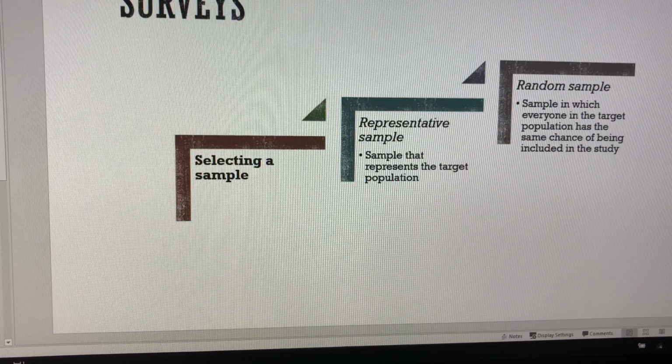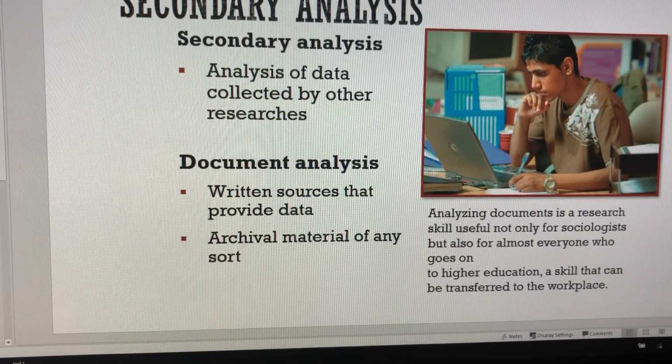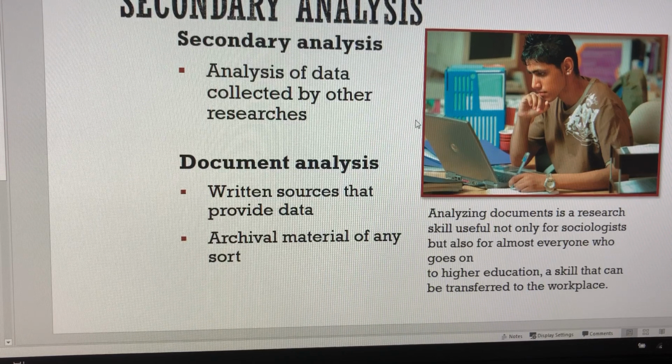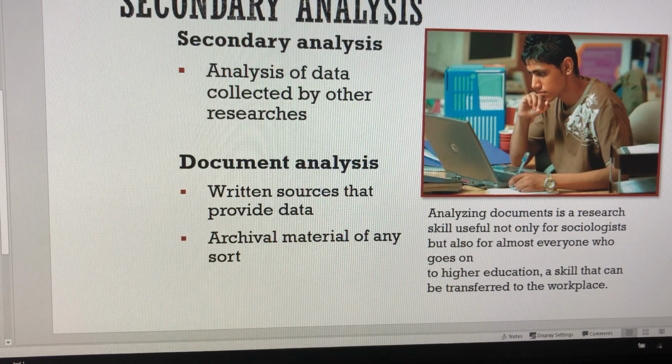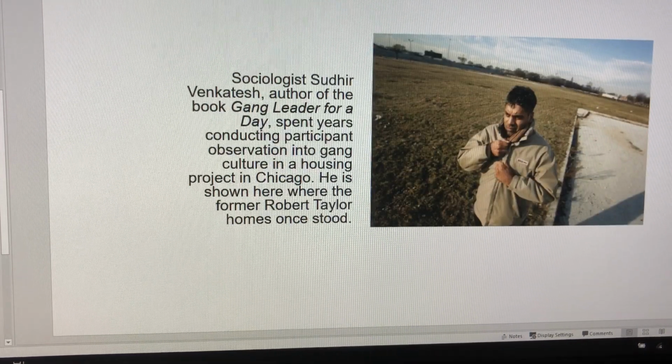A lot of research methods that you usually use in school are secondary analysis, where you look at the data that's collected by other researchers and other studies, and you analyze those documents. Those documents are written sources of data, and they can also be archival material that help you to understand research. That's really important because it helps you to understand what people have already said about the things that you're interested in.